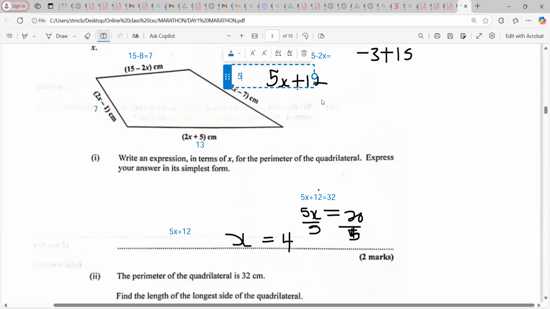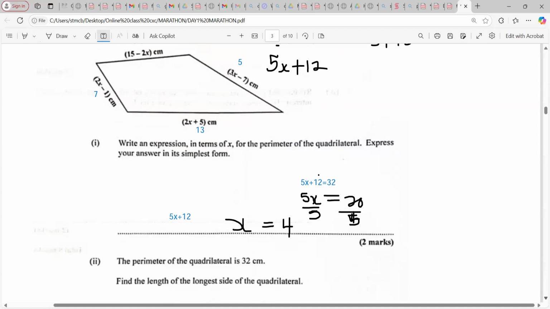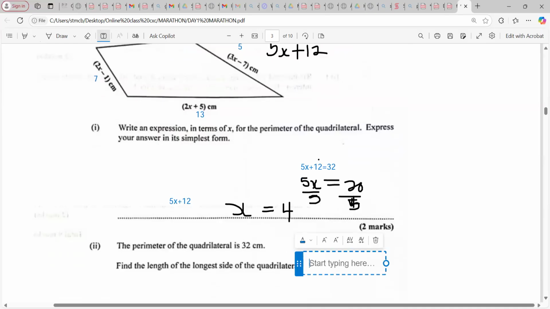We can check our answer as well: we can add 13, 7, 7, and 5 and see if we get 32, because the perimeter must add up to 32. So 13 plus 7 is 20, 27, 32. That's how you know it's correct. So the longest side will be 13 centimeters. We just drop that right here.